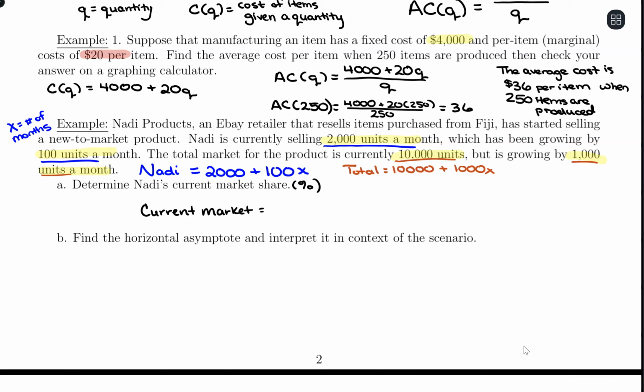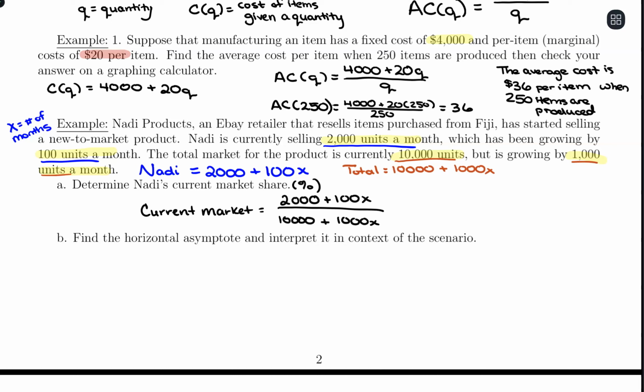So we're going to take the calculation for this company Naughty, so this 2000 plus 100x, and then we're going to divide it by that total amount of 10,000 plus 1000x. So that's calculating the current market share, depending on however many months have passed since they collected this information. And with that, we can see what percentage of the market this company is taking up. So this calculation would actually be in terms of any month.